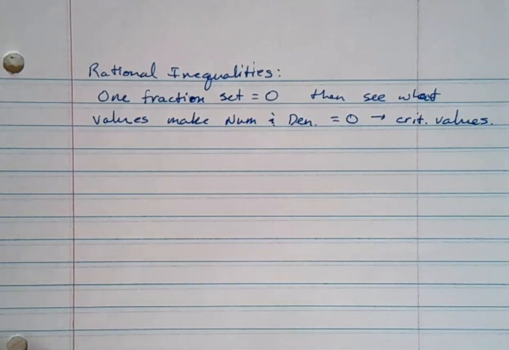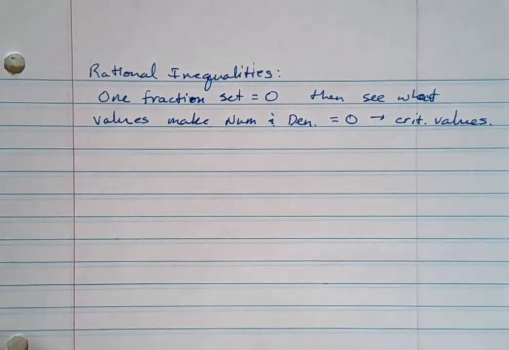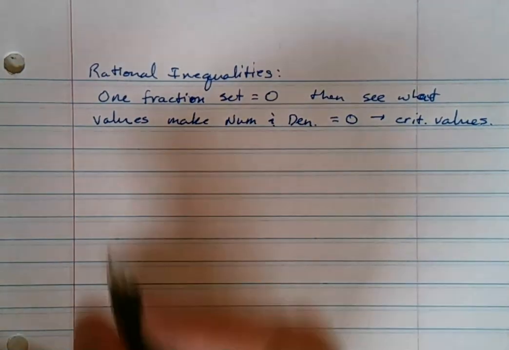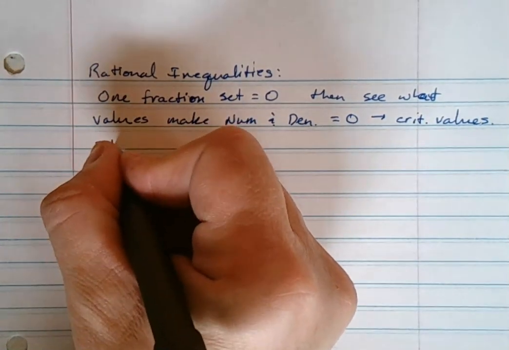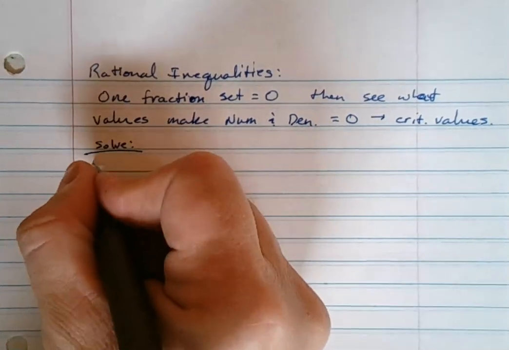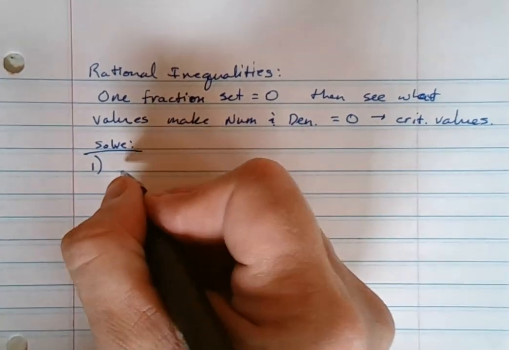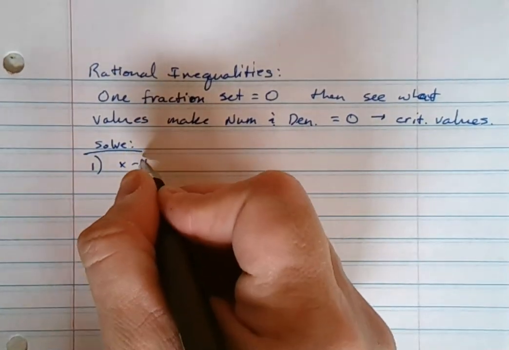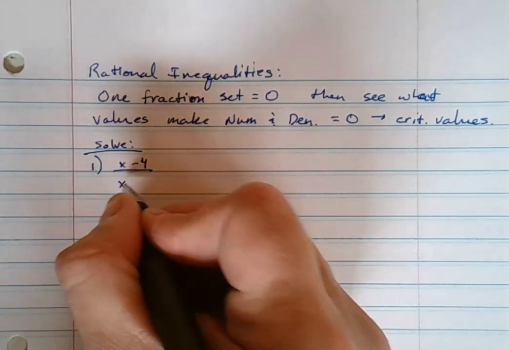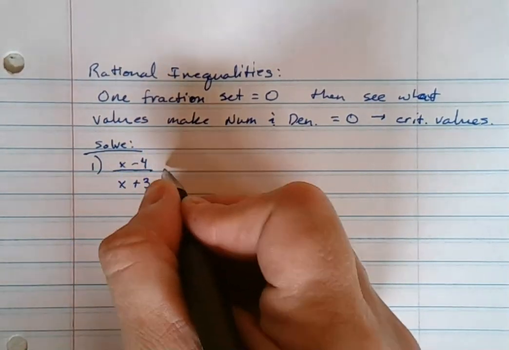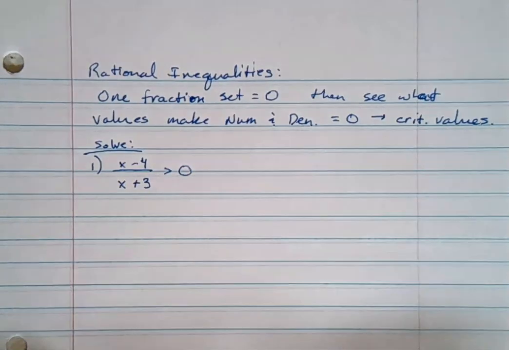And what do we do with our critical values? We test them on the number line just like we do for quadratic inequalities. So here we go. I'm going to give you some problems. Solve number 1. x minus 4 over x plus 3 is greater than 0.